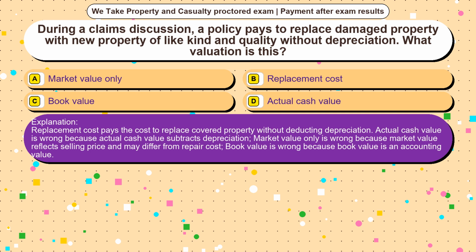Actual cash value is wrong because actual cash value subtracts depreciation. Market value only is wrong because market value reflects selling price and may differ from repair cost.